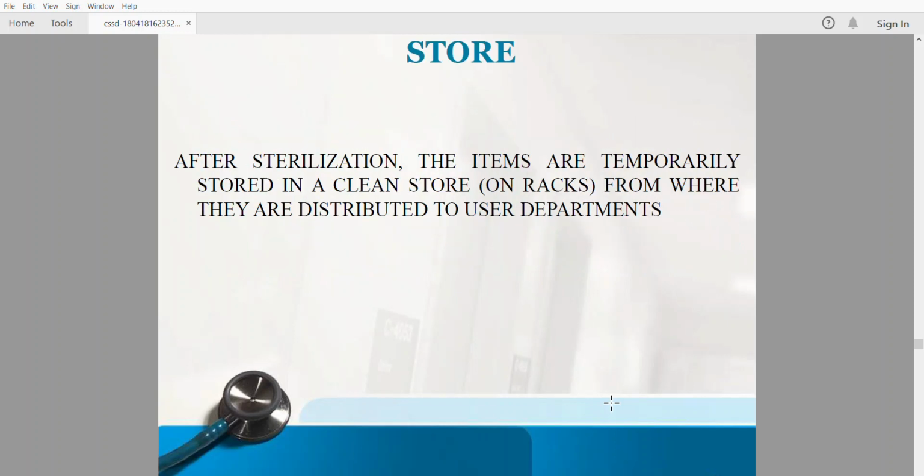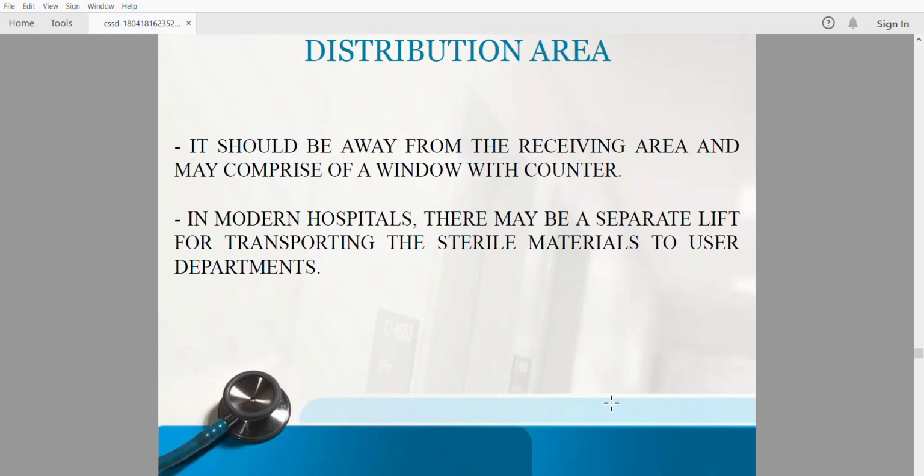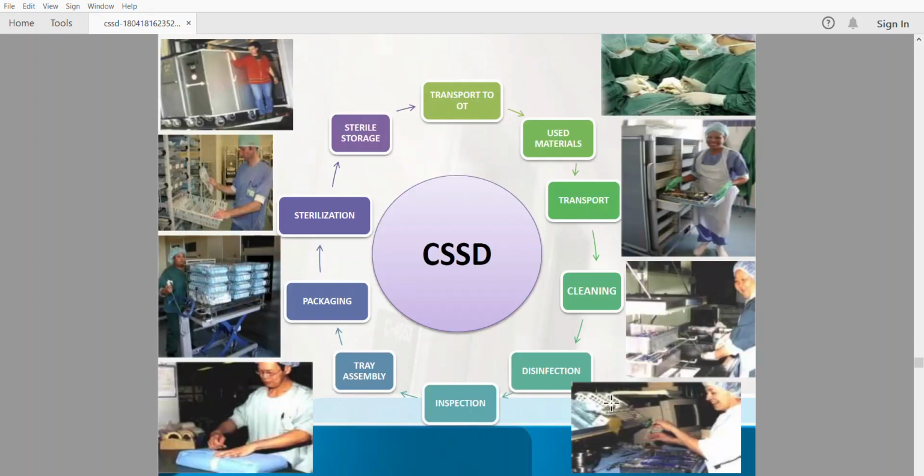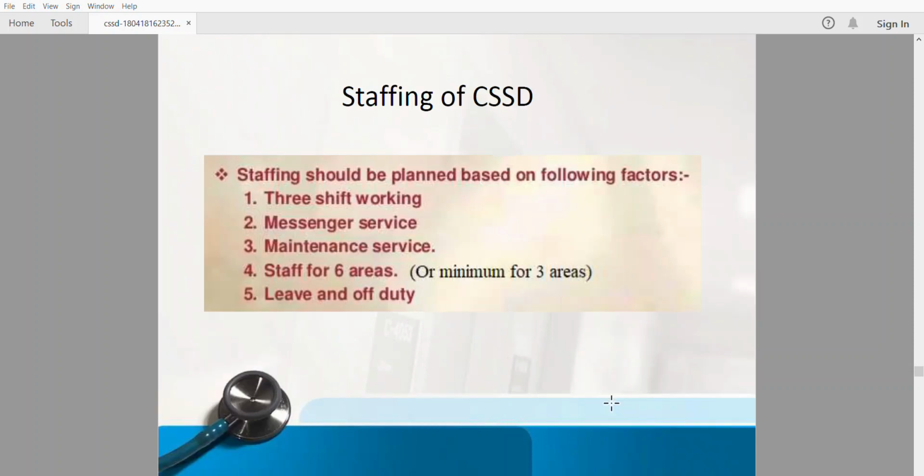Store. After sterilization, items are temporarily stored in a clean store from where they are distributed to the other departments. It should be away from the receiving area and may comprise a window with a counter. That is called the distribution area. In a modern hospital, there may be a separate lift for transporting the sterile materials back to the user departments. So one more time, this is what happens: used items, transport, cleaning, disinfection, inspection, tray assembly, packaging, sterilization, sterile storage, and back to transport.